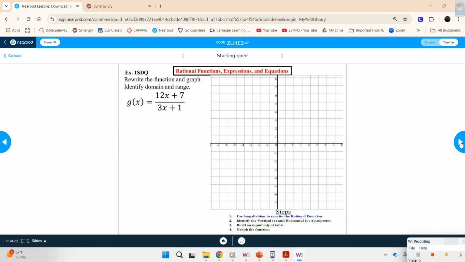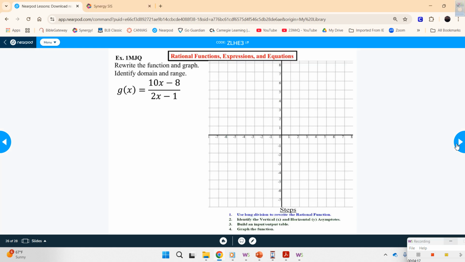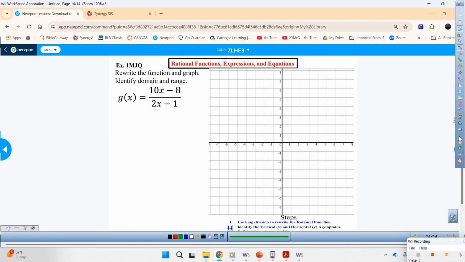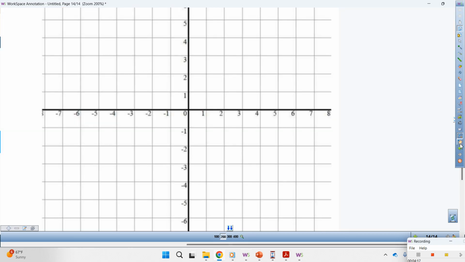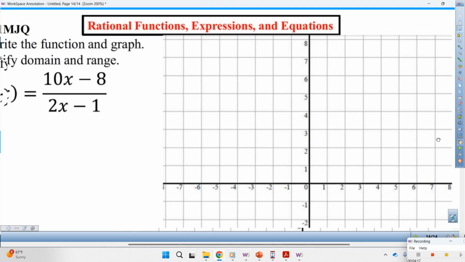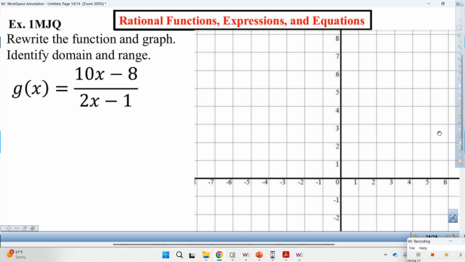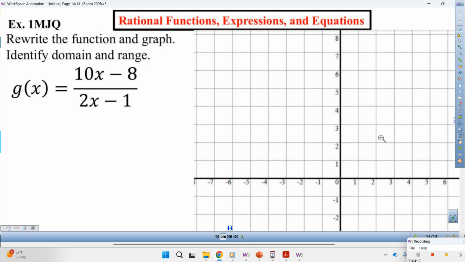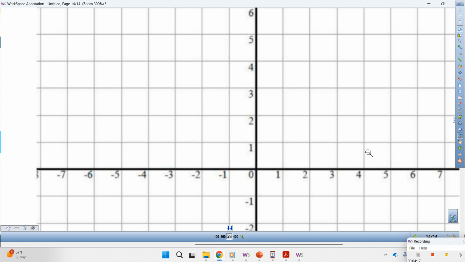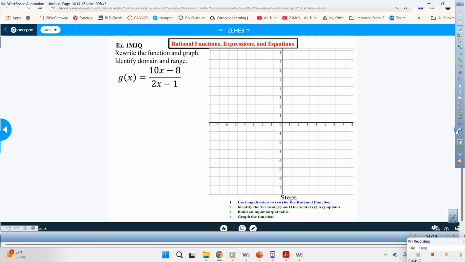So, we're moving on to the next one. Here we go. Write that one in your notes, please. Example 1. This is the one that we're going to do together that is going to have a couple more things that I want to add to the whole section. Rewrite the function and graph, then identify the domain and range. And I don't know if you guys noticed, we haven't been writing the domain and range.